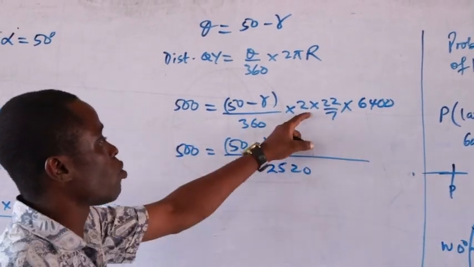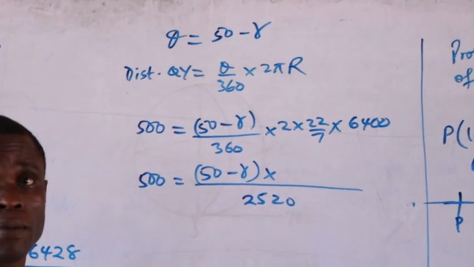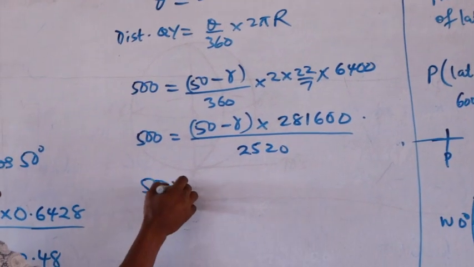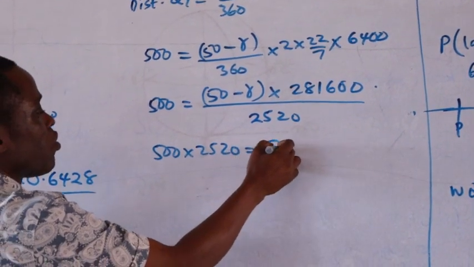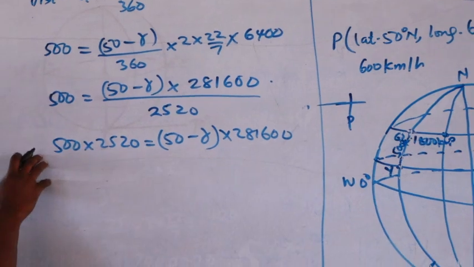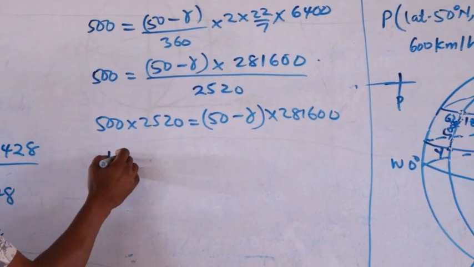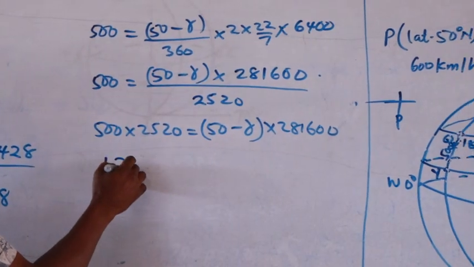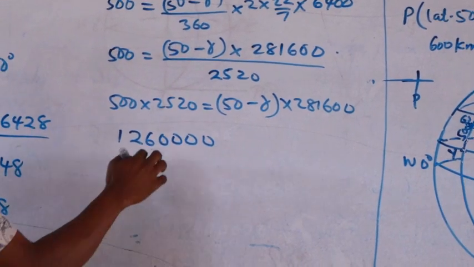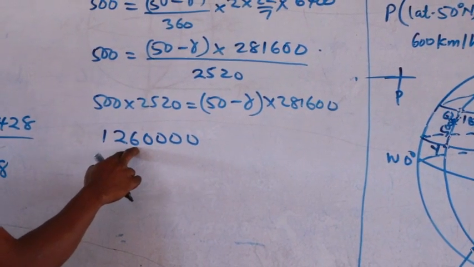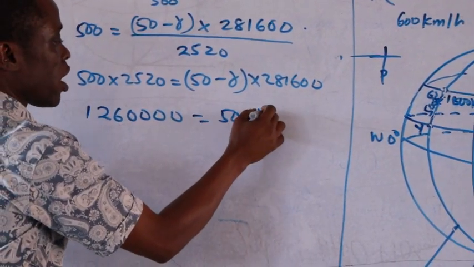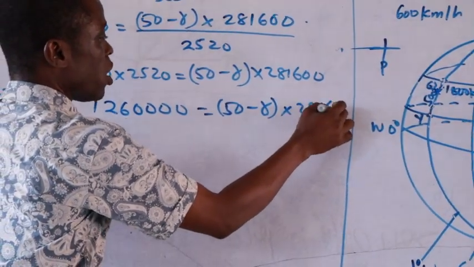What is the result of this? 2 times 22 times 6,400. 281,600. You cross multiply. 500 times 2520 is equals to 50 minus gamma times 281,600. What is the result of this one? 1,260,000. How many zeros? 3 zeros. 1,260,000 is correct. Yes, sir. Is equals to 50 minus gamma times 281,600.